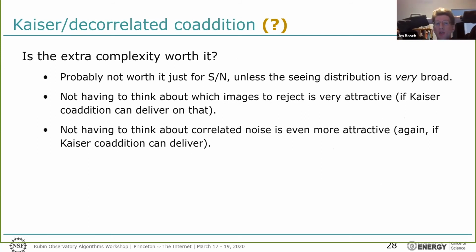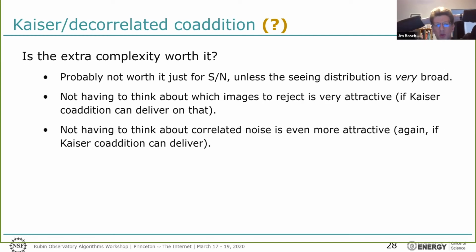I've already mentioned Kaiser and decorrelated coaddition. I think this is something we're still actively considering, and the big question is whether the extra complexity in the implementation is worth it. I don't think it is just for the signal to noise. It's possible the seeing distribution will be so broad that it is, but it hasn't. I think if you do the calculation of whether you gain for any existing survey, it's not enough to be worth it. Of course, that's the judgment on how much worth it is to do some software engineering.